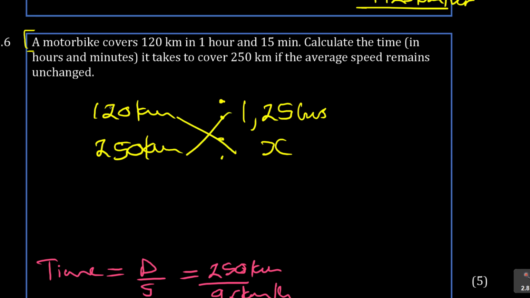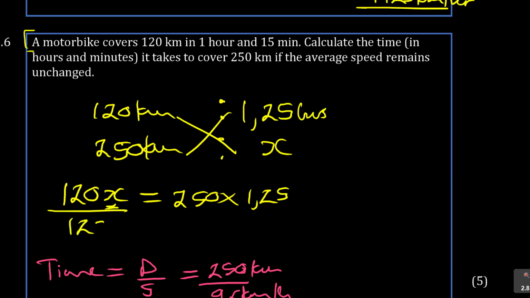You say x times 120, which is 120x, is equal to 250 times this, which is 250 times 1,25. Right? But you want your x here. You divide by 120, divide by is proportion, 120. Can you do that for me? Sure. So I say x is equal to 250 times 1,25 over 120, equals divide by 120.